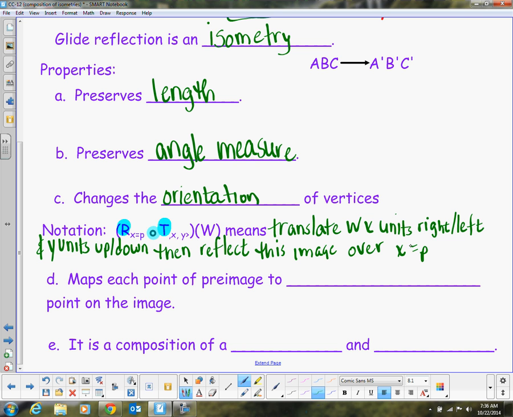That's a line like X equals 2. That would be a vertical line. Okay, it could have said Y equals 4. That would be a horizontal line. That line maps each point of the pre-image to only one point. And I don't think we study anything that does any. I think they're all only one.